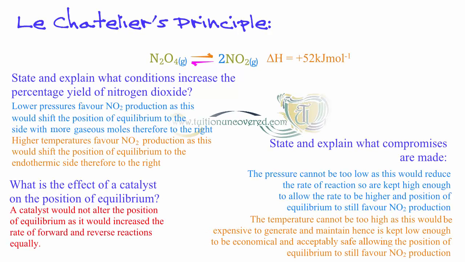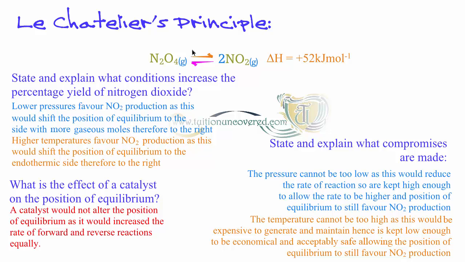So the answer. First of all, looking at this equation, we can see the gaseous reactants and products. There's more gases to the right in terms of moles. It's an endothermic process going ahead. Low pressures favour NO2 production, as this would shift the position of equilibrium to the side with more gaseous moles, therefore to the right. Higher temperatures favour NO2 production.